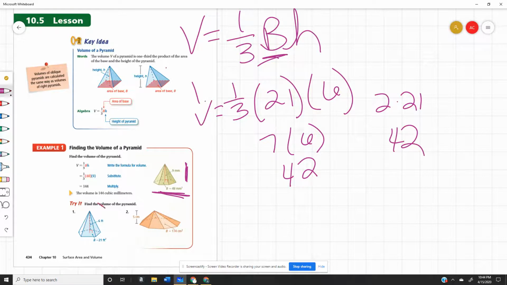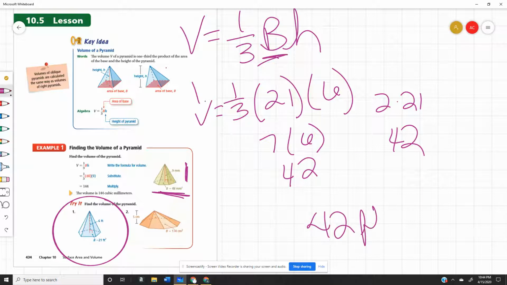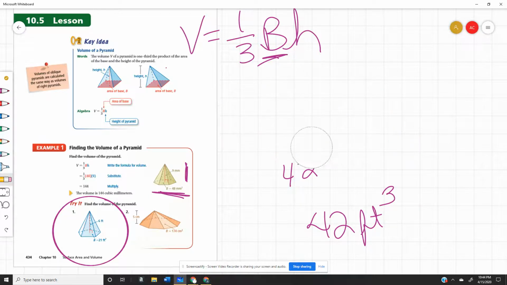So on this, what is that? 1, 2. So that's a pentagonal pyramid. So for the pentagonal pyramid, our volume is 42 feet cubed, or 42 cubic feet, however you want to say that. And all I did was 1/3 times the area of the base times the height. Okay? Let's look at try-it number 2.